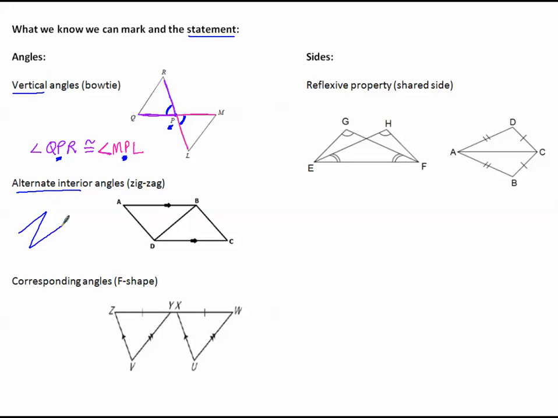Next, alternate interior angles or the zigzag shape. Zigzag means it could look like a Z. The angles inside the Z are congruent. Or maybe it's a backwards Z. The angles inside the Z are congruent. Or maybe it's a Z that's like an N. Any type of zigzag shape gives us congruent angles. Where's the zigzag here?